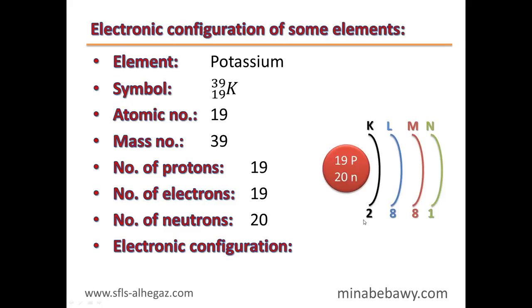So K will take 2, L will take 8 electrons, M will take 8 electrons, so we have 18 electrons. We have one more electron. We will put it in the 4th energy level, which is N. So the electronic configuration of potassium is K2, L8, M8, and N contains only 1 electron.